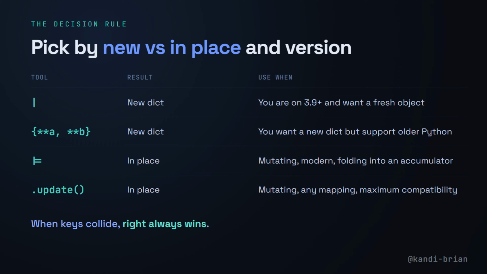So that's just a quick dictionary merging overview of these options. Pick the tool that's going to match whether you want a new object and which Python version you're on. And that's it. Pretty simple there. You just have to know what these options are and what they do.